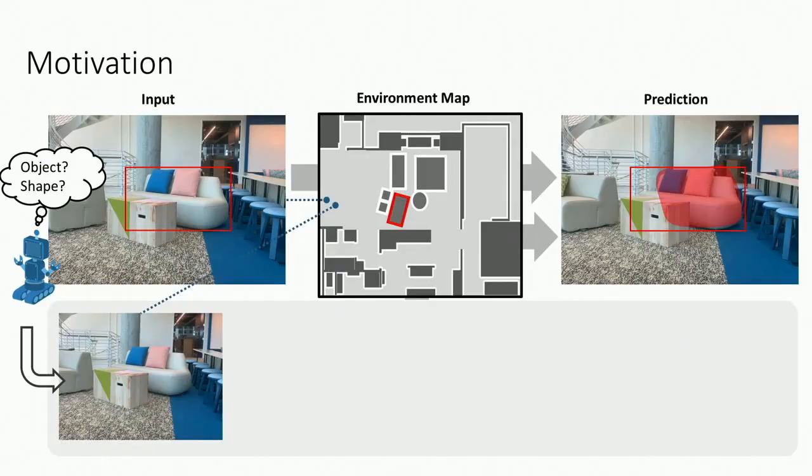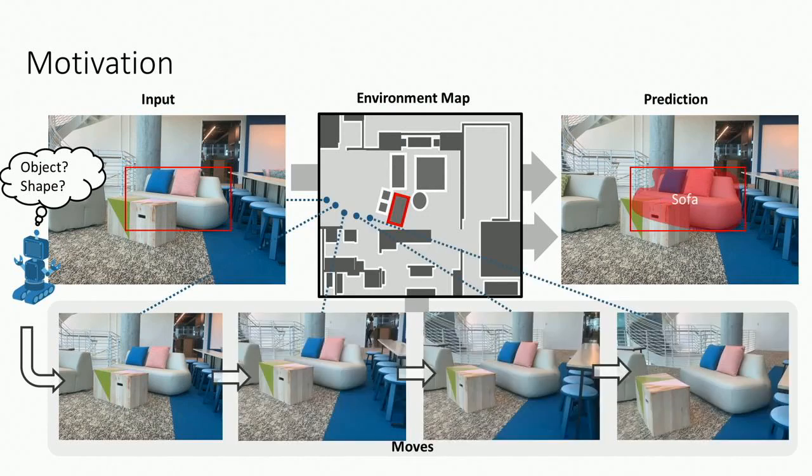What if we enable the agent to move around the object? It learns to move right, and then move right, and then move right, and then move forward, something like this. And finally, it can get a better visual recognition result. Oh, it's a sofa, and the whole shape of the sofa is like this. This is the motivation behind the paper.